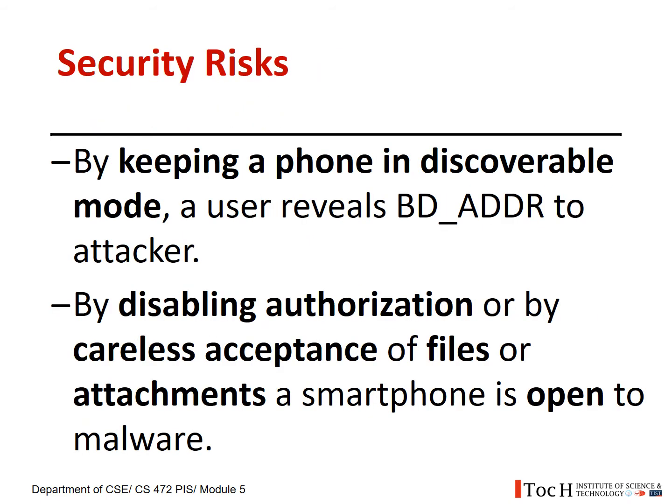Here are the security risks of the previous method. The first one is, by keeping a phone in a discoverable mode, a user reveals its Bluetooth device address to the attacker. And the second risk is, by disabling authorization or by careless acceptance of files, a smartphone is always vulnerable or open to malware.